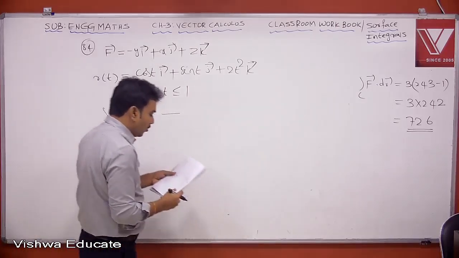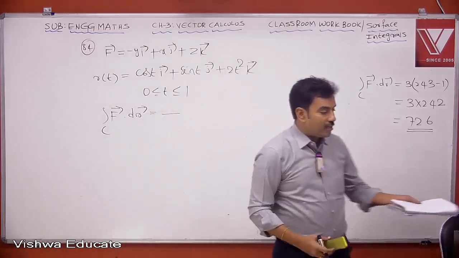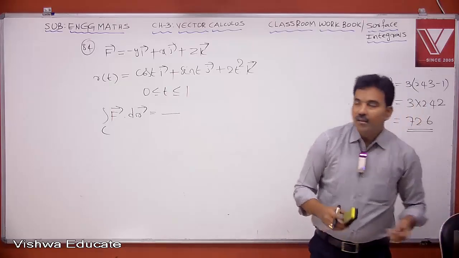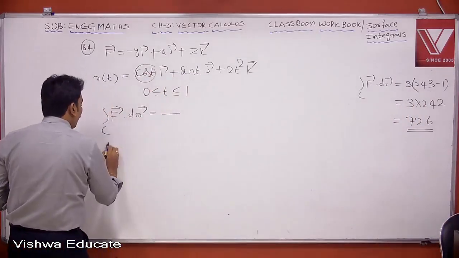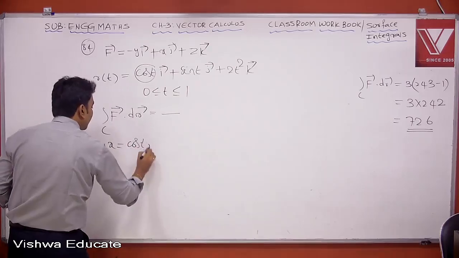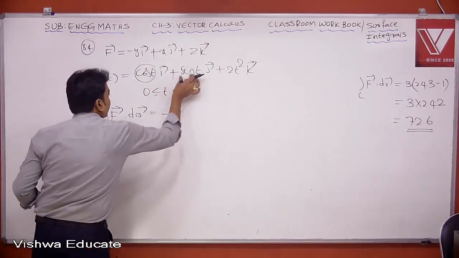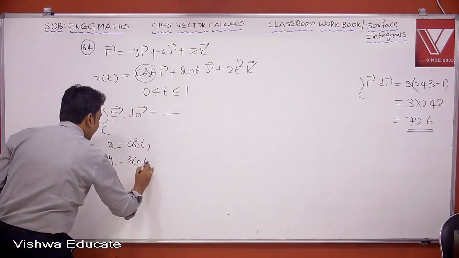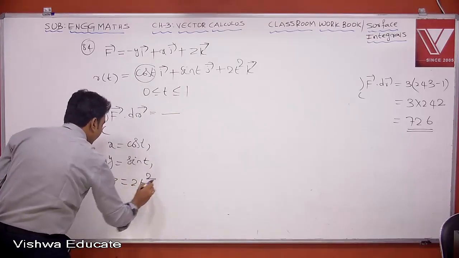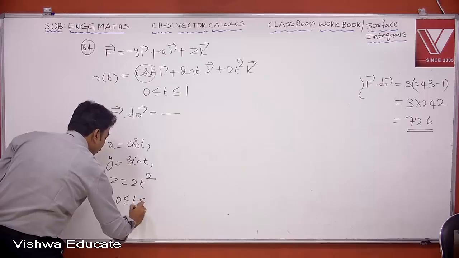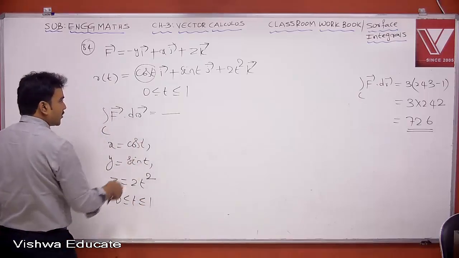Now here also this comes under a parameterization of a curve. You can see the x value is cos t, the y value is the coefficient of j, sin t, and the z value is the coefficient of k, which is 2t². The limits of t are 0 to 1. So a parameterization is given.